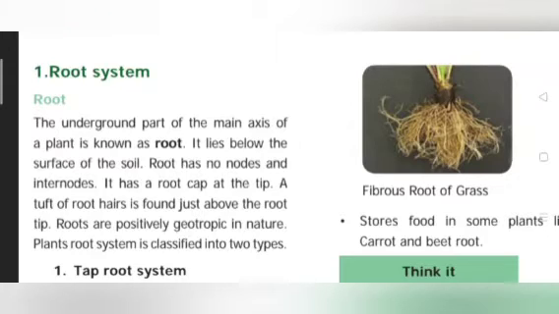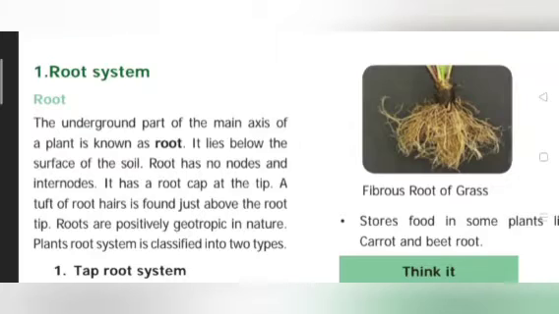Roots have no nodes and internodes. No nodes and internodes will be present in the roots. We will be reading about nodes and internodes in the next topic, children. And it has a root cap at the tip. When you look at the tip of the roots, you can notice very small tiny structures. Those structures are called root cap.